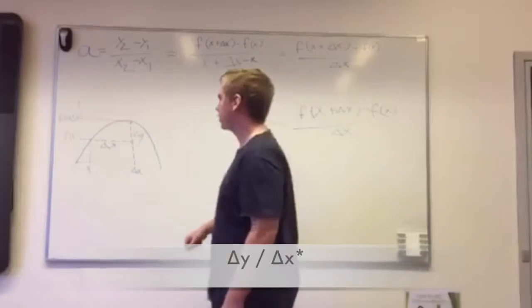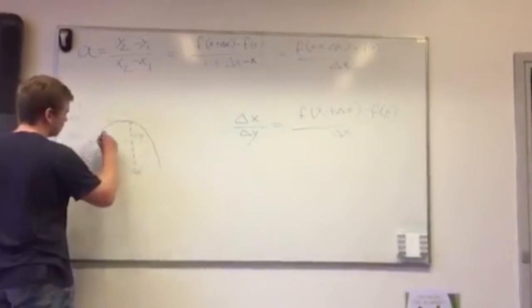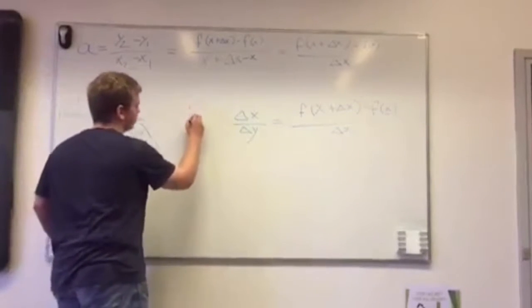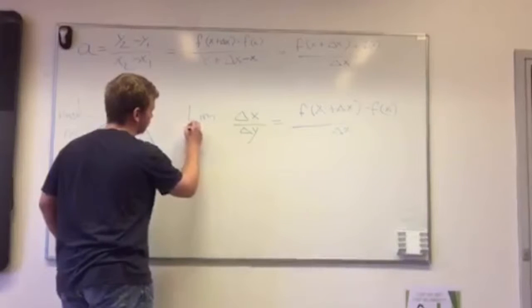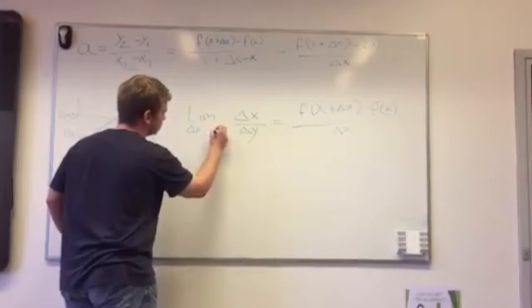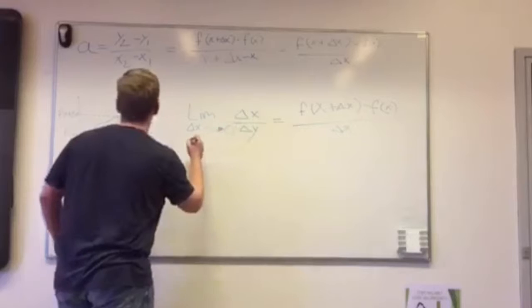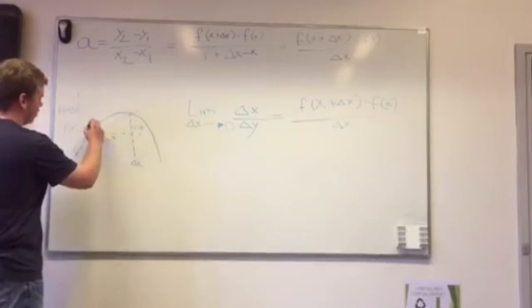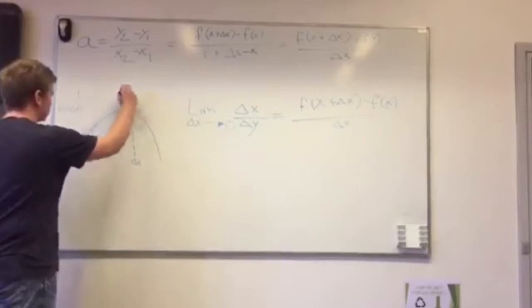And the way that we make the secant a tangent line is by writing lim, and then delta x gets very close to 0, and this will make this point get almost on top of this point, and this will create the tangent line.